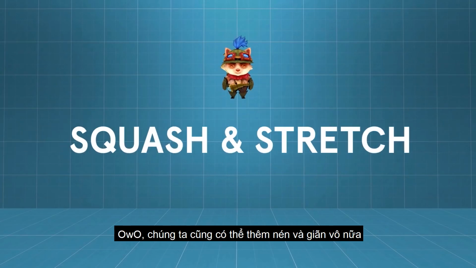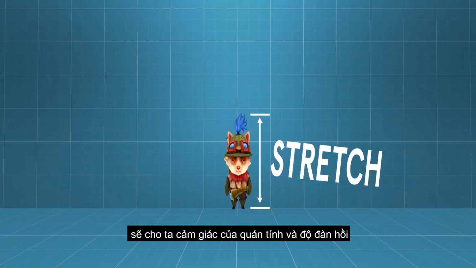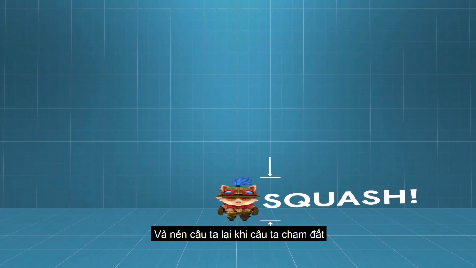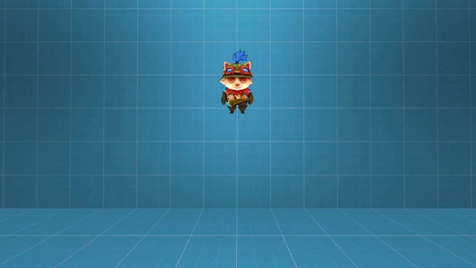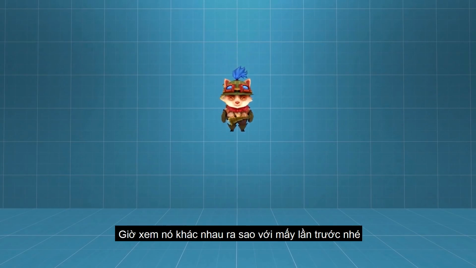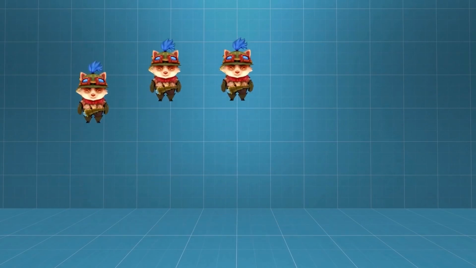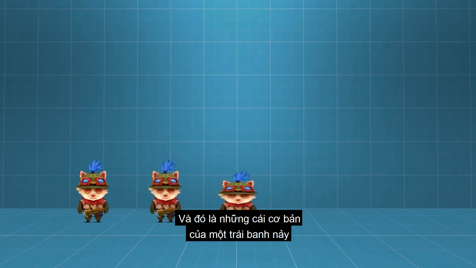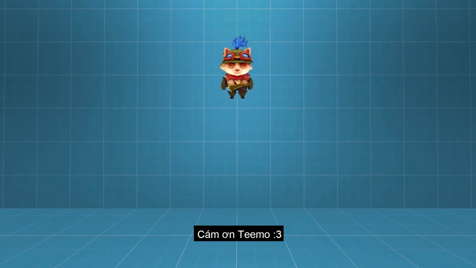Oh, and we can add some squash and stretch too. Stretching Timo out when he's moving fast will give him a sense of inertia and elasticity. And then squashing him when he hits the ground will sell the idea that he's being stopped by an opposing force. Let's compare it to the old version so we can see the difference. And that's the basics of a ball bounce. Thanks, Timo!